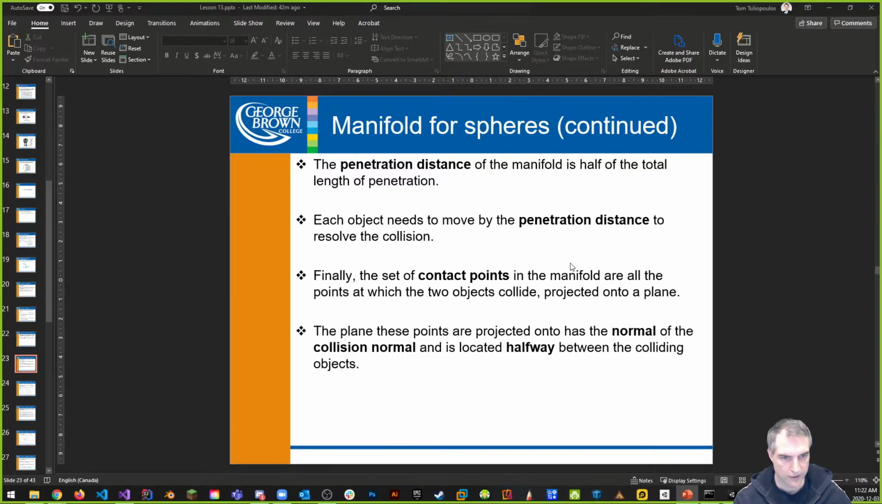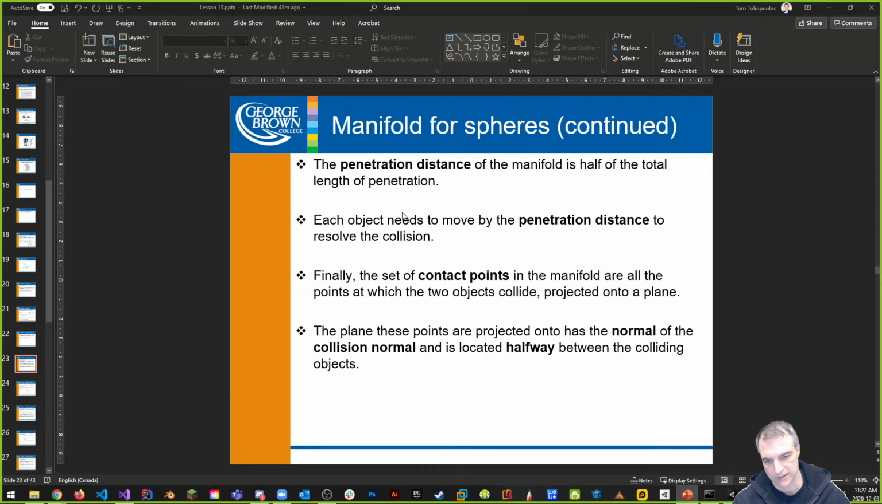One thing we're talking about here is something called the penetration distance of the manifold, right? Which is half of the total length of the penetration. So when I go completely through, why is it half the length? Because remember, the penetration is both sphere A and sphere B. We're going to have an overlap, and we're going to divide that total distance in half, and that is the penetration distance that we want, which is the length of the penetration.